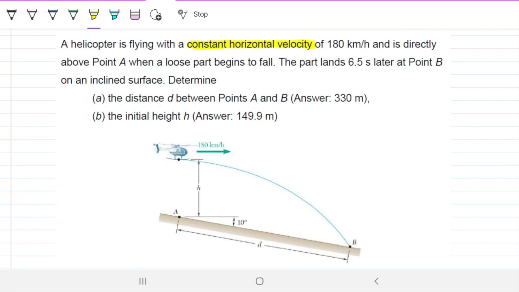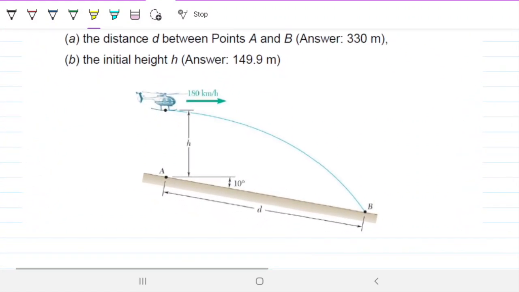Cool. So this problem is very similar to the previous ones that we did, because once again we have something that is detaching from a flying vehicle, and we know that when it detaches, it doesn't have any forces pushing it in the horizontal direction, and it has gravity pushing it in the vertical direction.